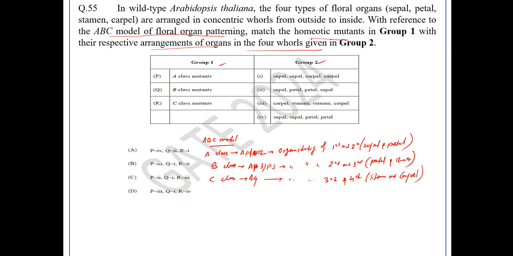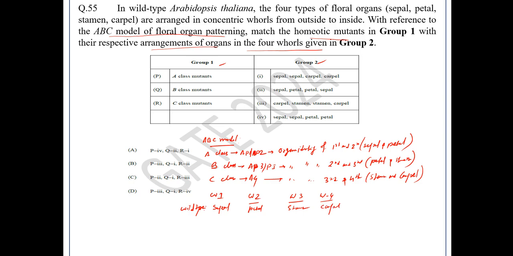So let's see what happens in wild type and in mutation of these homeotic class genes in tabulated form: whorl 1, whorl 2, whorl 3, and whorl 4, and this is wild type. In wild type, whorl 1 is represented by the sepal, the second whorl is represented by petal, the third whorl is represented by stamen, and the fourth whorl is represented by carpel.